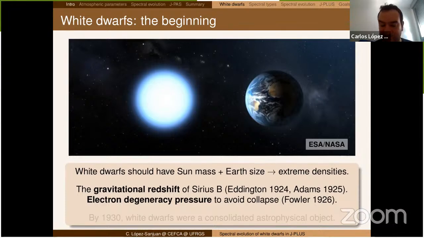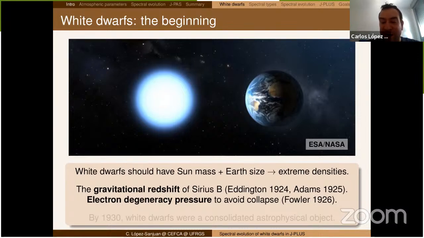So in 1924, there was a theoretical prediction from Eddington using the general relativity equations. Eddington predicted that if Sirius B is as dense as we are assuming, then the light has to be affected by the gravitational potential, and the spectra have to be redshifted.